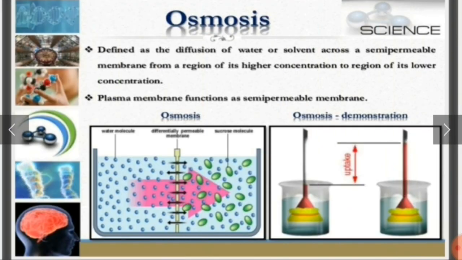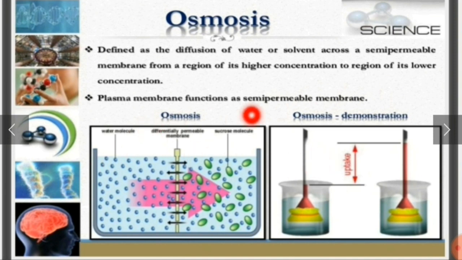And now we will be seeing about osmosis. What is osmosis? It's defined as the diffusion of water or solvent across a semi-permeable membrane from a region of its higher concentration to a region of lower concentration. The movement across a semi-permeable membrane, from which place does it move? From a higher concentration to a lower concentration. It's known as osmosis.